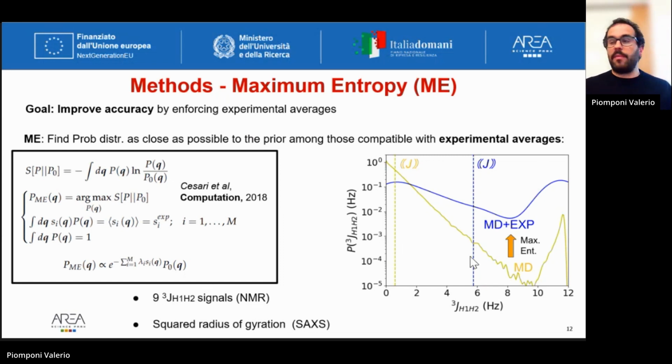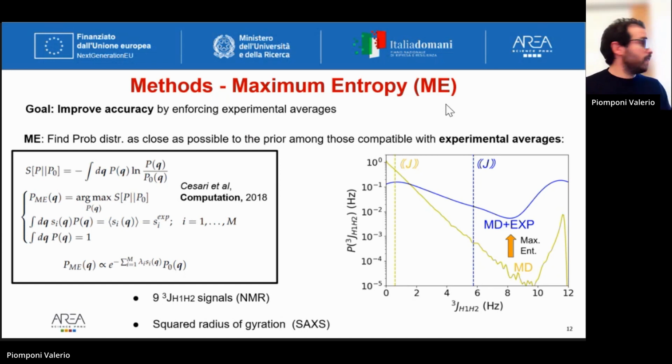This plot gives you an example of what happens when you apply maximum entropy to a specific J-coupling signal. So the green line shows you the probability distribution of this signal as predicted by molecular dynamics. You have a very big peak for low values of the signal, and a very small peak for high values of the signal. And you obtain this average given by this vertical dotted line, but the experimental data correspond to this blue dotted line. So you want to enforce this average. And what you need to do is rebalance the two peaks in order to get the right average.